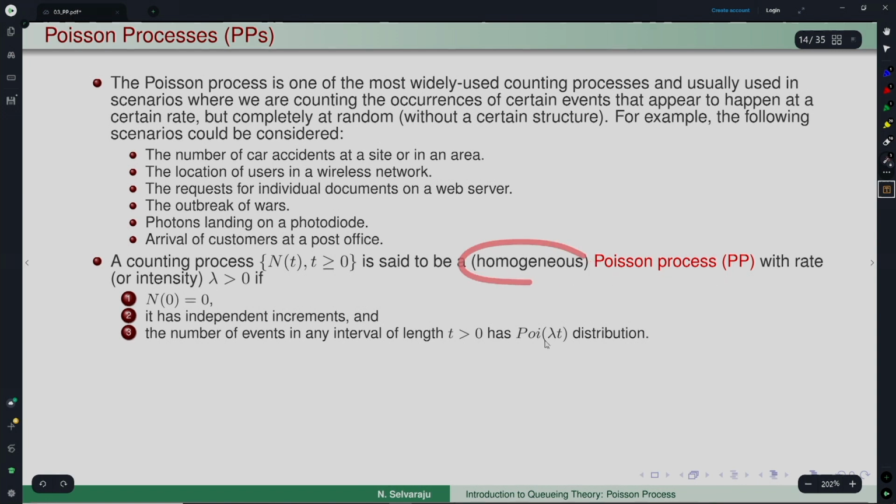We are calling it homogeneous because the parameter here is independent. It is basically the rate or intensity of the events occurring according to this particular process. We are assuming that to be a constant rate. Of course, this is only an approximation. Whenever that is the case, you say it is a homogeneous Poisson process. It starts at 0 because it is a counting process.